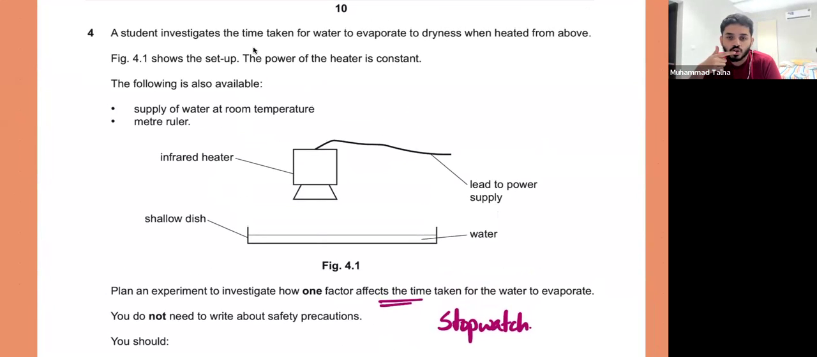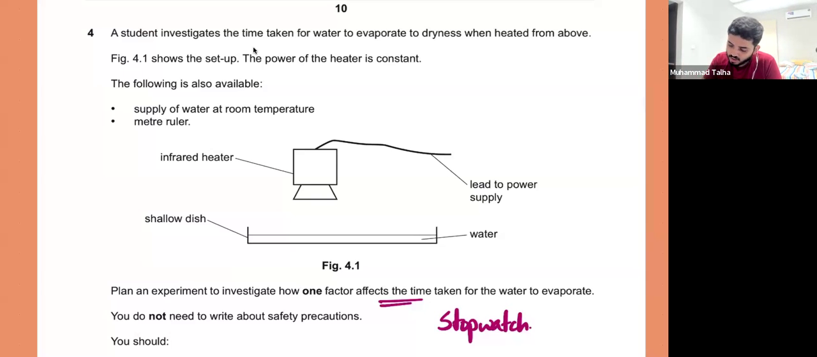Something else that you could also do is, for example, see how the volume of the water affects the time it takes for the water to evaporate, right? So what you want to change, that's independent. What changes as a result, that's the dependent variable. All right.